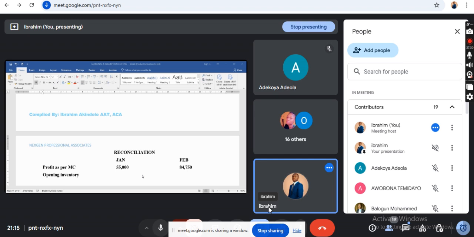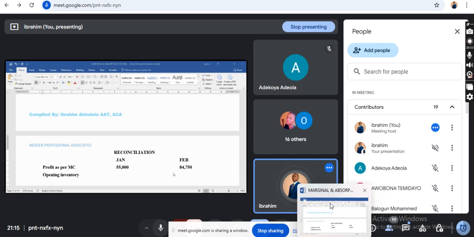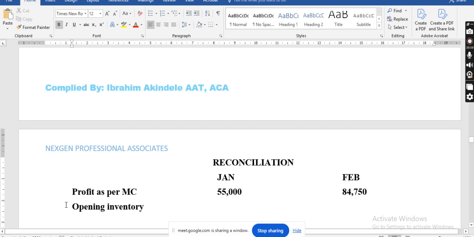Let me repeat it again. If your opening inventory, you are starting with marginal costing, for instance, is greater than absorption costing, you add the difference. If opening is 50 for marginal costing and for absorption costing is 10, what is the difference? 40 naira. You add it to your profit. But if it is lesser, you subtract the difference from your profit, class, and that is it. That is the logic. Plus and minus, class.